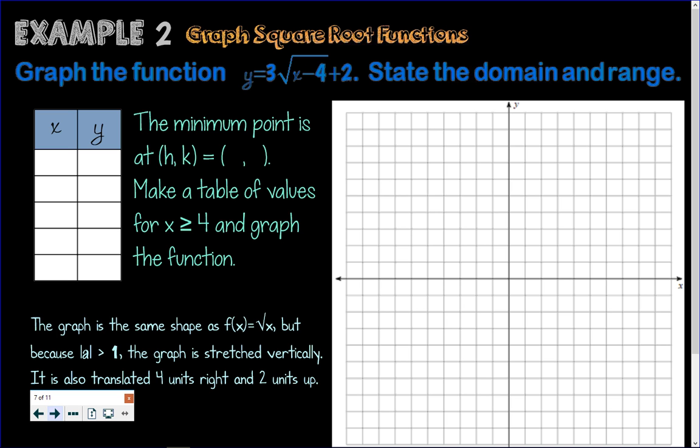Okay, graph the function y equals 3 square root of x minus 4 plus 2. Your 3 is a higher number, so this graph is going to stretch vertically. It's going to get a little higher, a little more of a hump in it. The first thing we need to find is our domain. I'm going to take x minus 4, put it greater than or equal to 0, and that ends up being x is greater than or equal to 4. So that number goes there.